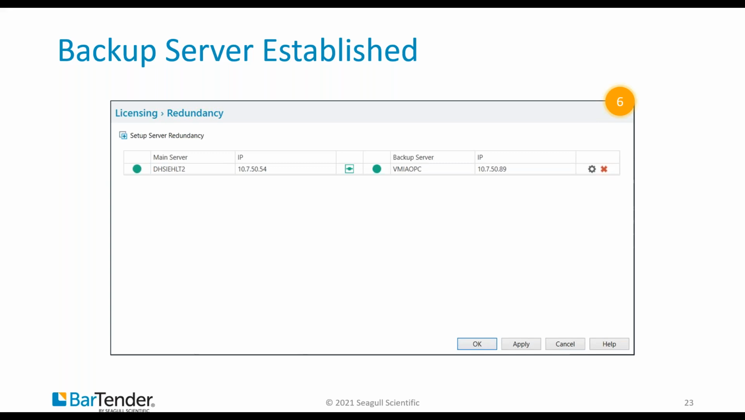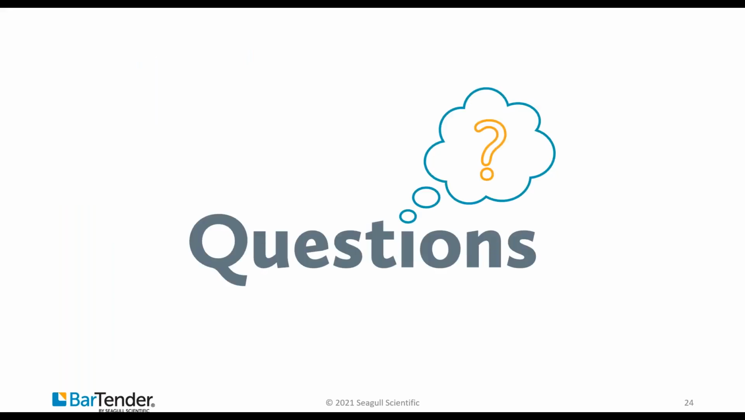Also, using the cog that you see on the upper right or the delete button icons, an administrator can always modify or dismiss the redundancy relationship. Okay, so that's it.